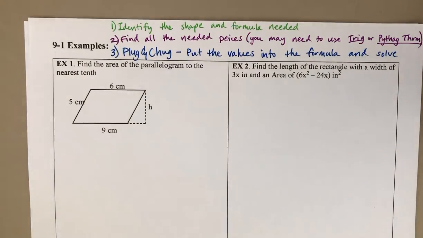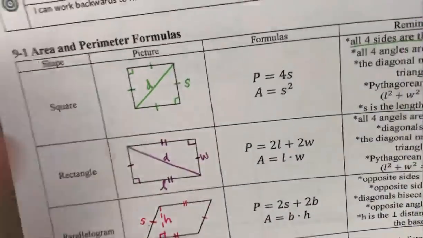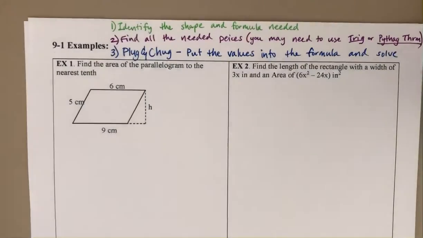We saw yesterday, if I pull this up for you, all these different shapes. We had formulas for perimeter, for area. So you're going to identify which of these it is that you need to complete the work for the problem.